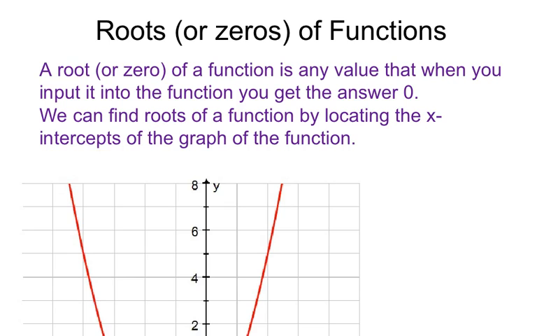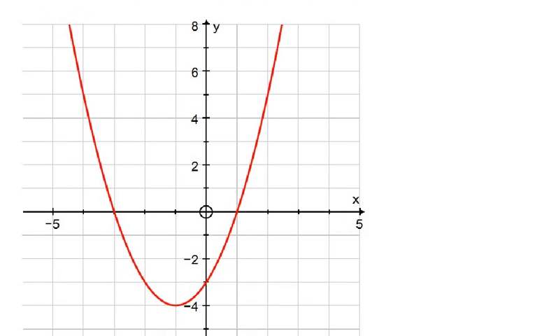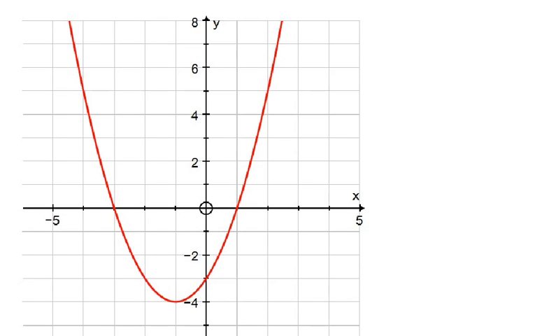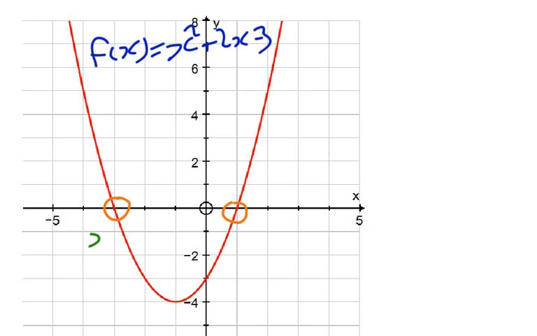So if we look at this graph here, this is the graph of the function we just looked at, f of x equals x squared plus 2x minus 3. And we notice we have the x-intercept here and the x-intercept here, and this one is x equals minus 3, and this one is x equals 1. The same two answers as we got algebraically.